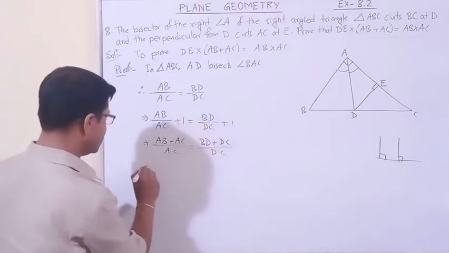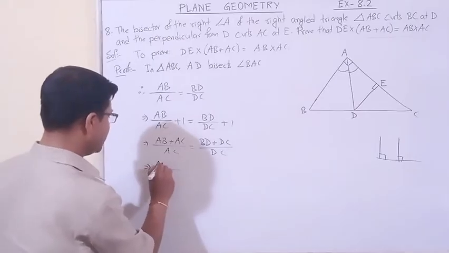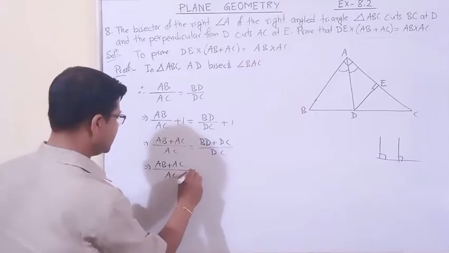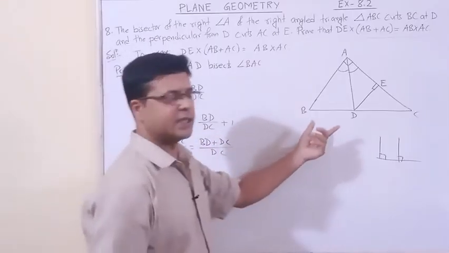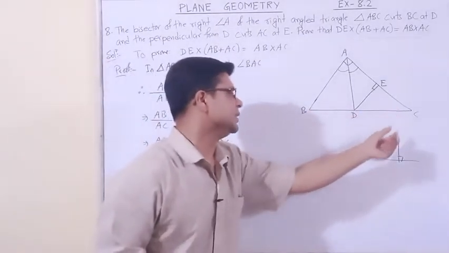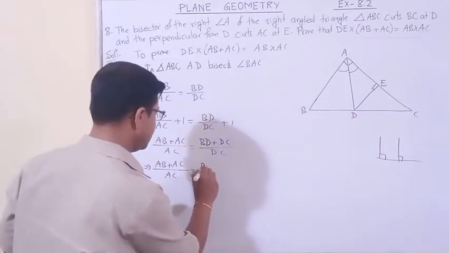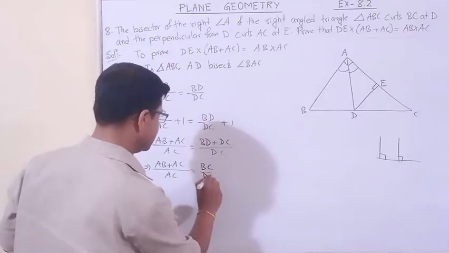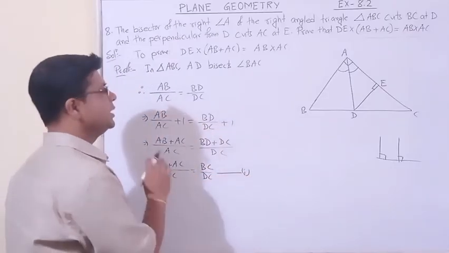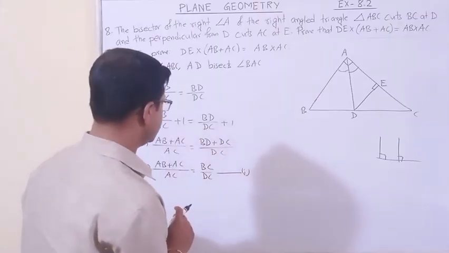Here, AB plus AC divided by AC. Now what is BD plus DC in this diagram? Let us add them. This BD plus DC is BC. Let us write this BC by DC. This is equation 1 because we cannot do anything further. Okay. Now next, what is given?